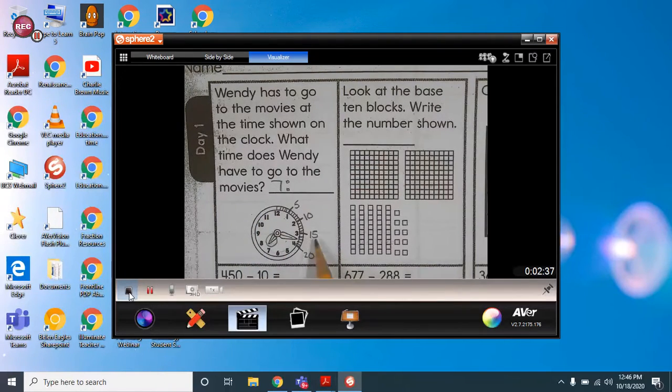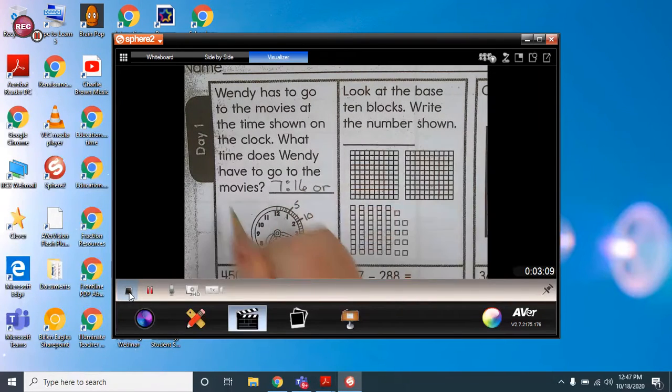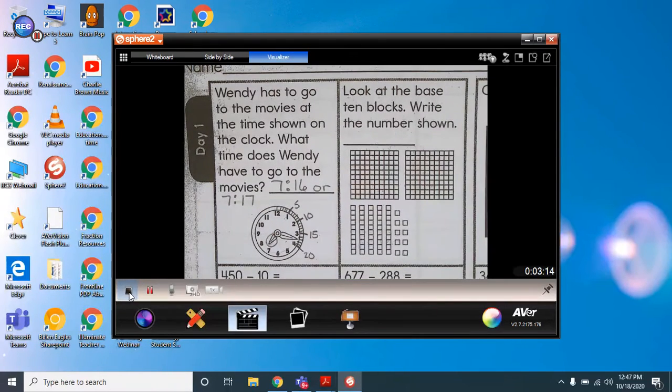Now, you will notice here that we're in between the 15 and the 20-minute mark. Since there aren't any minute marks on your paper, I've demonstrated here on my own what the minute marks might look like if you had them on your paper. You could estimate that this would be between 16, 17, somewhere along there. So if you put 7:16 or 7:17, that would be a good estimate of telling time for that particular clock shown.